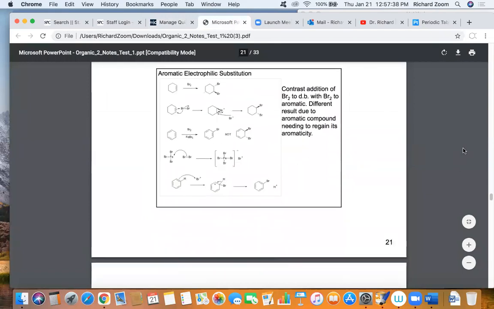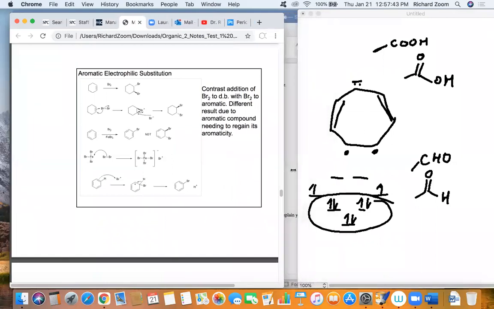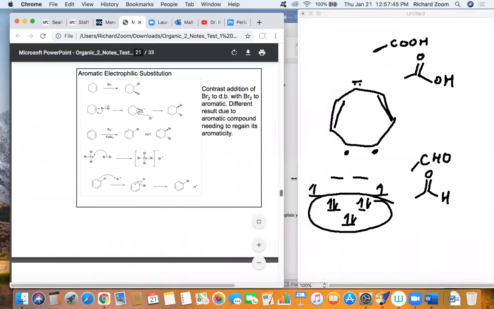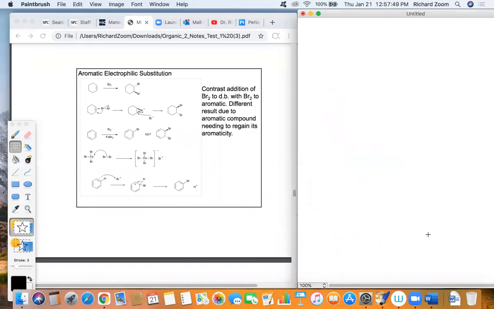Okay. We're going to move on now. We're going to be looking at aromatic electrophilic substitution. So this is one of the first reactions we're going to look at for benzene.